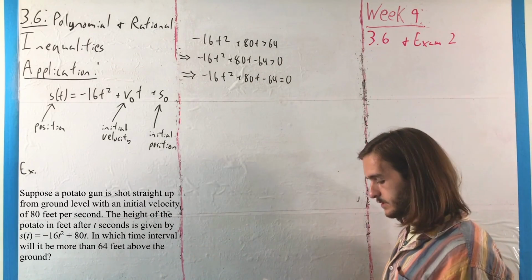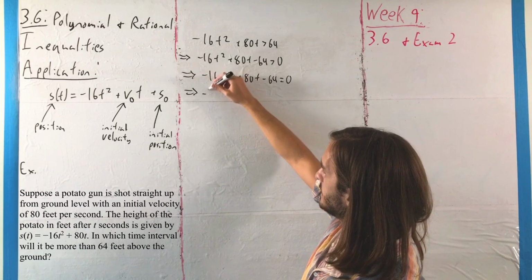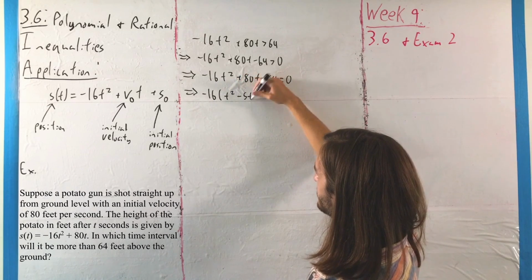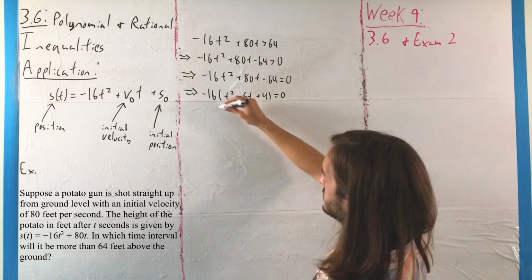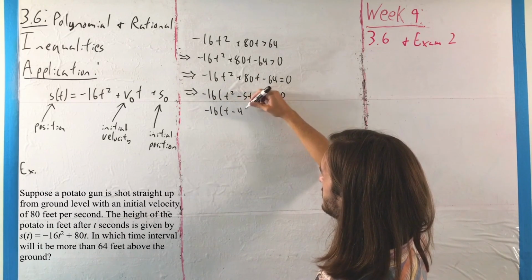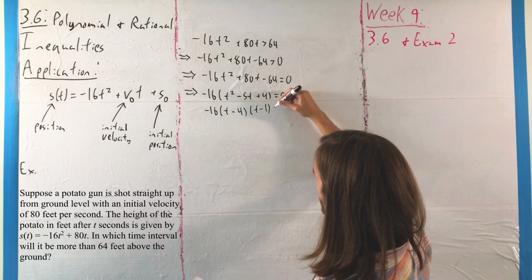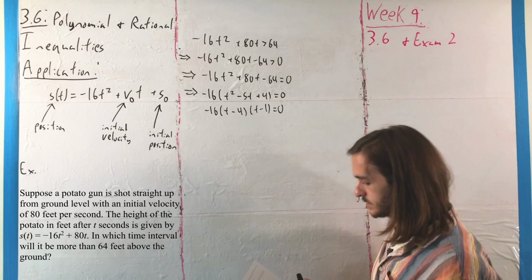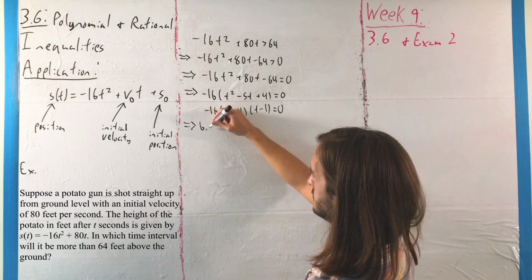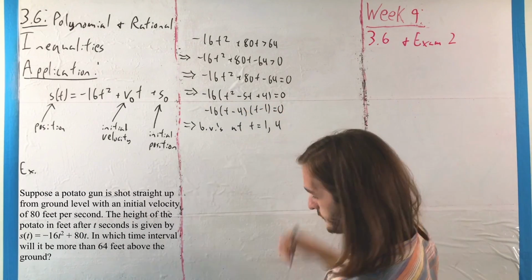And with this, we can do a little bit of clever factoring, and it becomes negative 16 times t squared minus 5t plus 4 equals 0, or negative 16 times t minus 4 times t minus 1 equals 0. So we get our boundary values in this case at t equals 1 or 4.